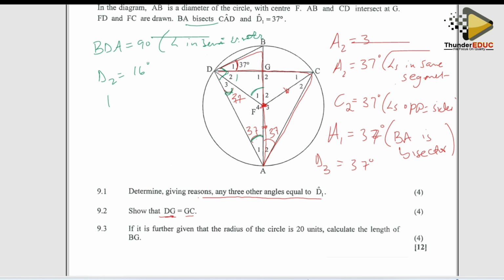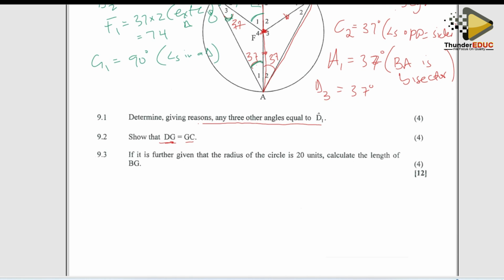So I can say that F1 is going to be 37 times 2. That's exterior angle. So 37 times 2, that's 74. Which means G1 is going to be 90. So we have proved that this line is perpendicular. So if that is done, then it's a conclusion that therefore DG is the same as CG.